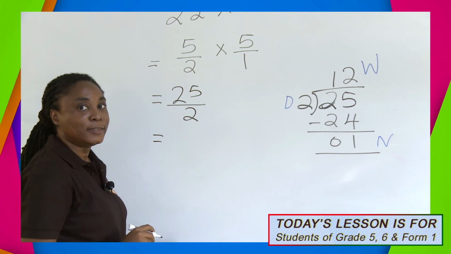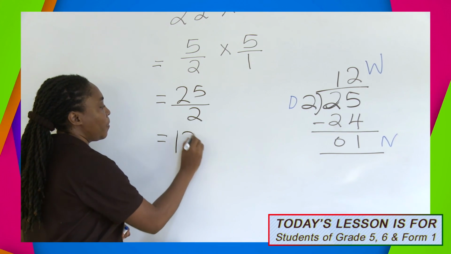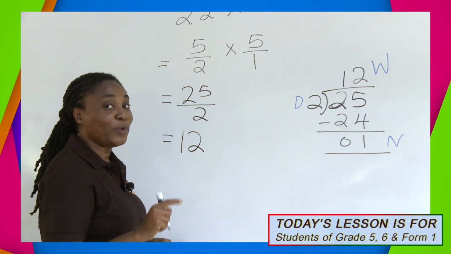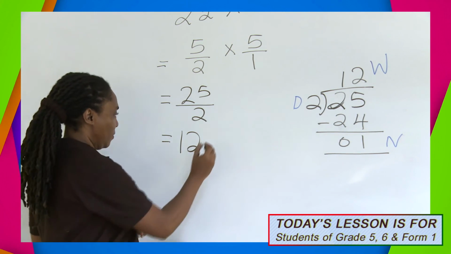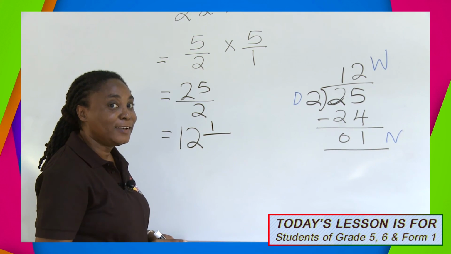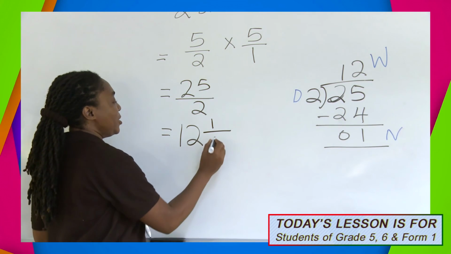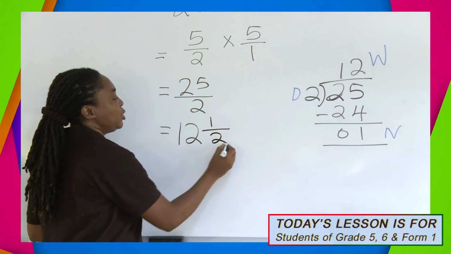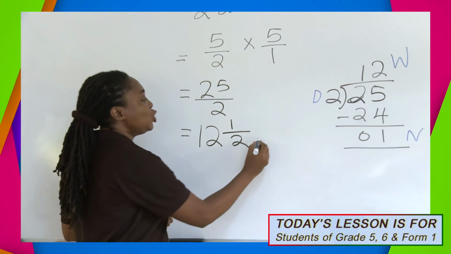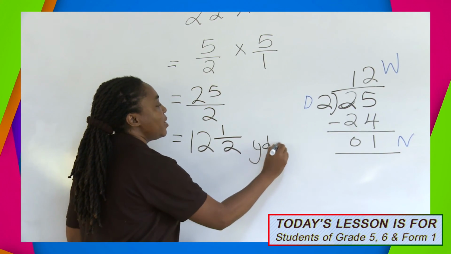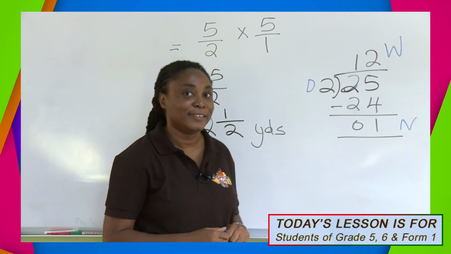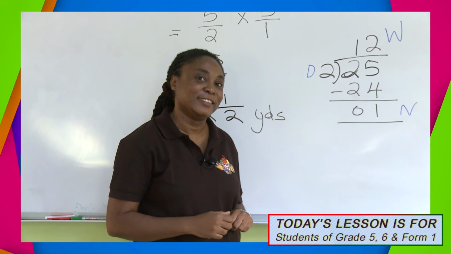What's my whole number? 12. What would be my numerator? That answer, that was the remainder, correct? And what is that? 1. And what would be my denominator? My divisor? Wow, very good. That would be 2. So the answer is that JL will need 12.5 yards of cloth to make her 5 dresses. You got that correct?